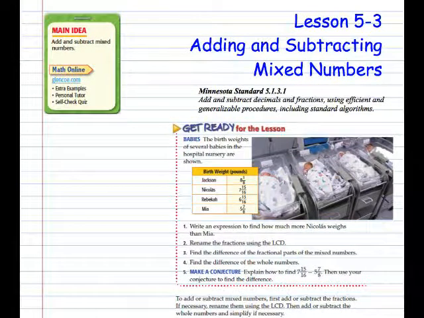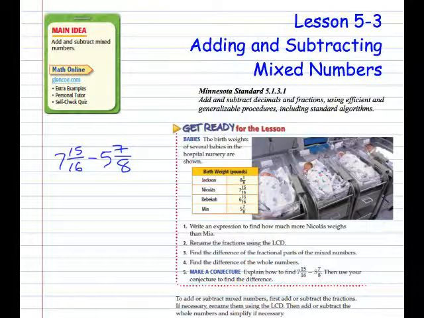This is Lesson 5.3, Adding and Subtracting Mixed Numbers. The baby weights of several babies in the hospital nursery are shown. Write an expression to find how much more Nicholas weighs than Mia. Nicholas weighs 7 and 15/16 pounds. Mia weighs 5 7/8 pounds. So this would be your numerical expression involving subtraction.